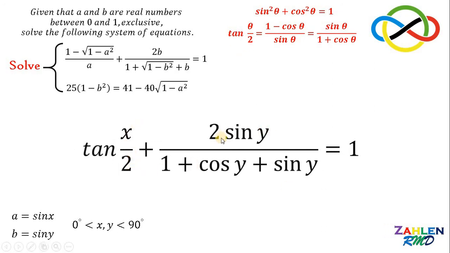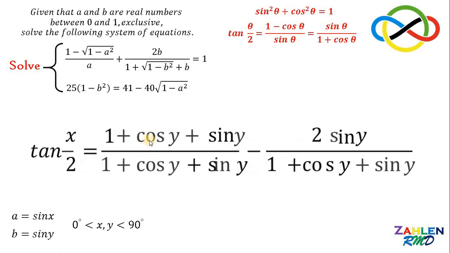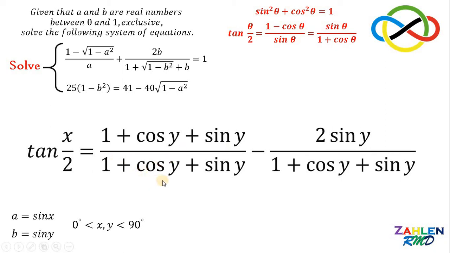Now, how do we simplify 2 sine y all over (1 plus cosine y plus sine y)? Here's the thing. There's a 1 on the right-hand side. So, what will happen if we subtract 2 sine y all over (1 plus cosine y plus sine y) on both sides? So, we have 1 minus 2 sine y all over (1 plus cosine y plus sine y). Take note that 1 can be written as (1 plus cosine y plus sine y) all over (1 plus cosine y plus sine y). Now they have the same denominator, so we can combine them.